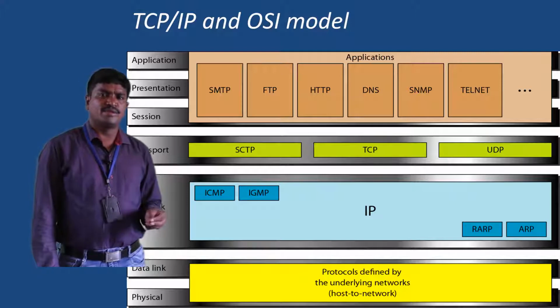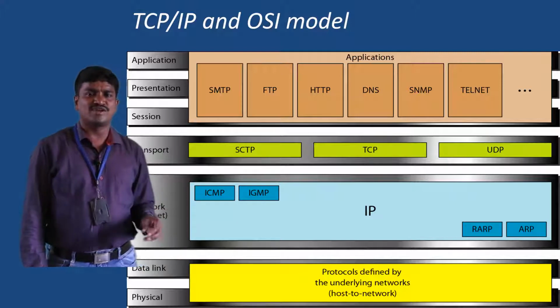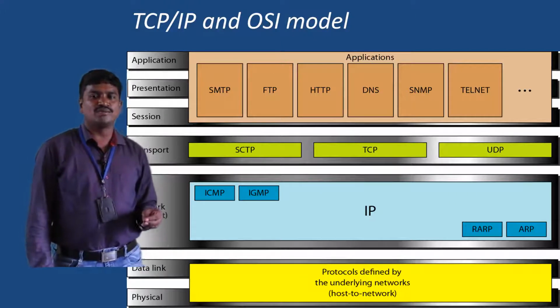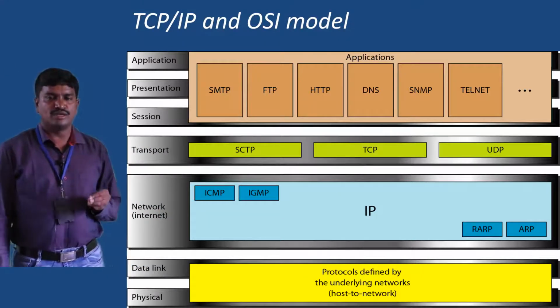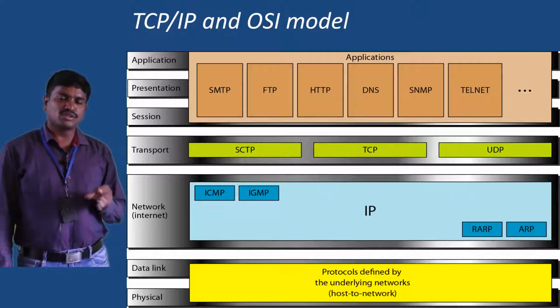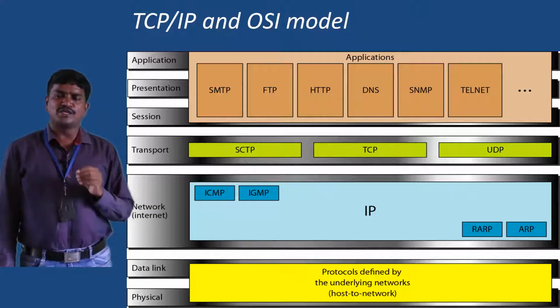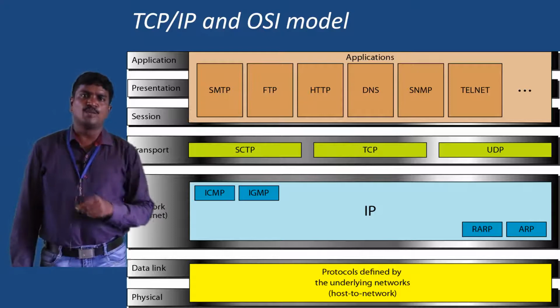And then the major issue of this entire networking model is routing. Now that routing protocol, we call it the network layer in TCP/IP. It makes use of a protocol, as I already told you, IP.